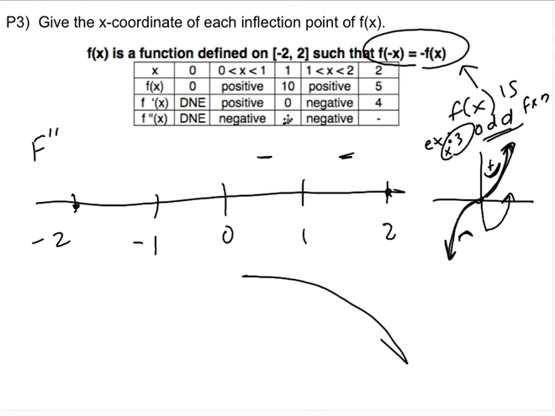And it's negative in the middle, too. See, there's a negative sign there. So it's cupping down the entire time. Well, if this thing's symmetric about the origin, then it must be cupping up on the other side, right? So here we've got positive and positive.